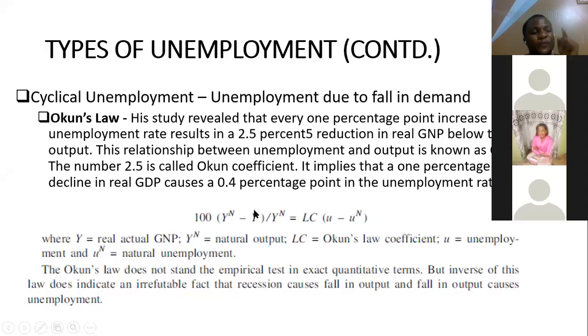So when output Y falls below the YN, the rate of change in this fall is related to what? Unemployment. That's it. So each time output falls, unemployment will increase. And each time output increases, unemployment will fall. So cyclical unemployment is unemployment that arises when there is a fall in what? Demand. So if people are not demanding a particular product, unemployment what? Arises. Let me give an example.